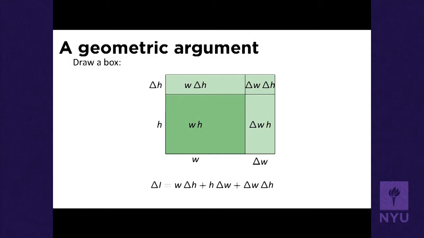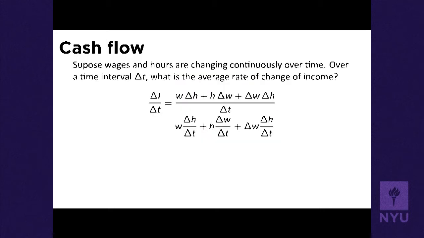Let's consider that our wages and our hours are continuous functions over time, and so that makes our income continuous over time, and we can ask ourselves what the change of income as a function of time would be. To do that, we would take that delta I divided by a small change in time, delta t. Okay? Replacing delta I with this expression that we figured out before, W times delta H plus H times delta W plus delta W times delta H.